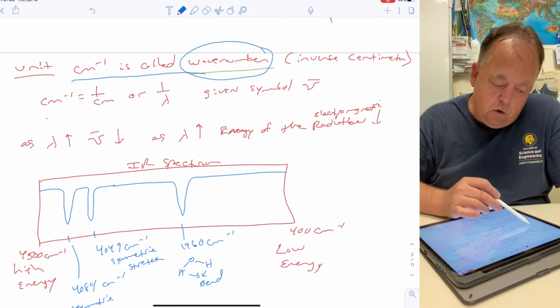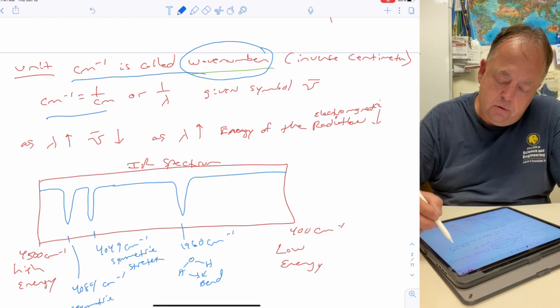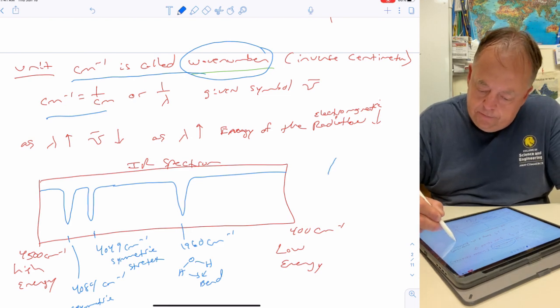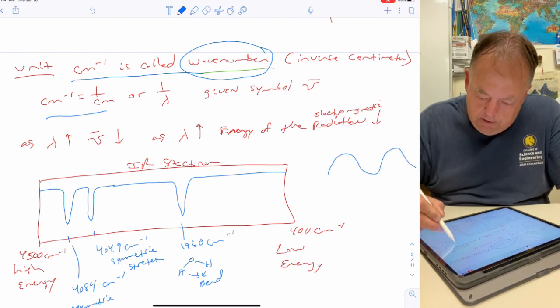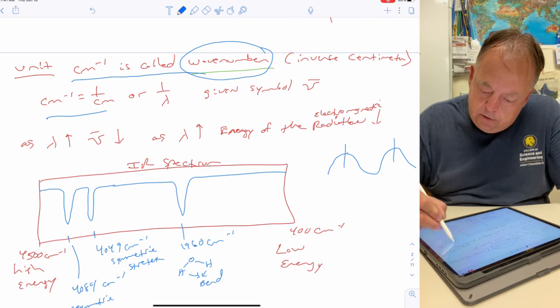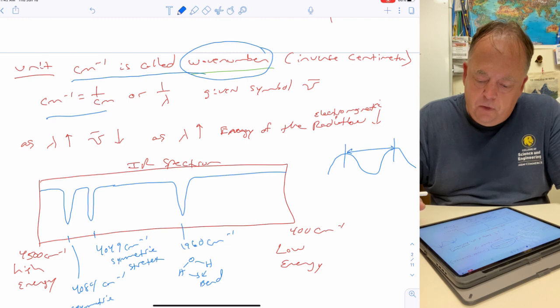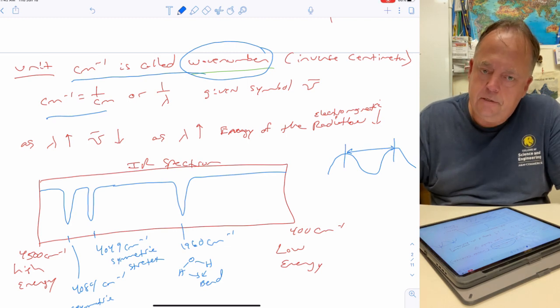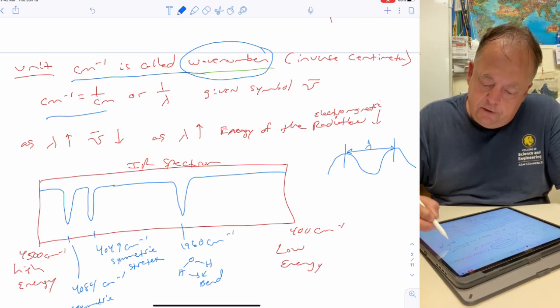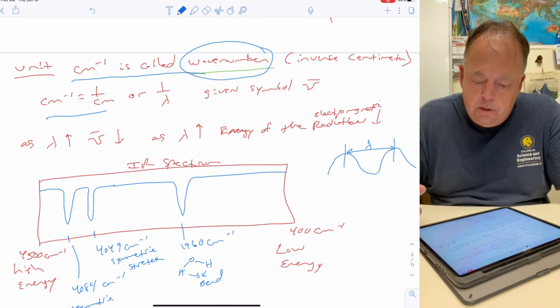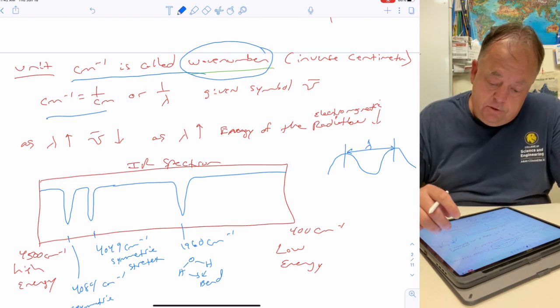So it's just 1 over centimeter. If you remember what wavelength is, IR is one of the electromagnetic radiations. Light propagates as a wave, and wavelength is the distance between any two similar points on the wave.